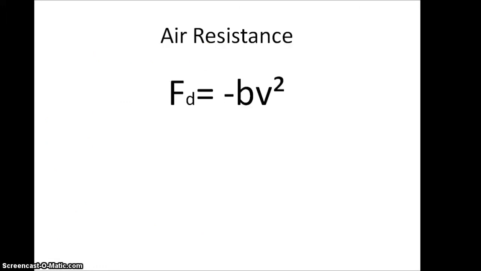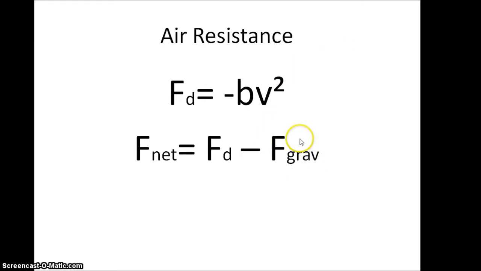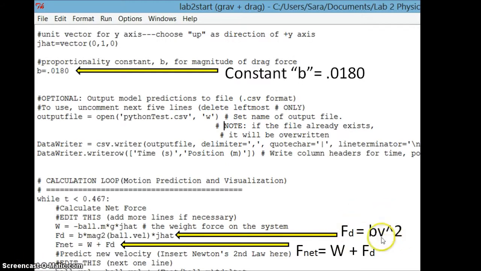Let's consider the drag force acting on the tennis ball, which we define to be some constant b times the velocity squared. Now our net force is equal to the force of gravity in the negative y direction plus the drag force in the positive y direction. We add this equation for drag force and change the equation for our F net in the code here. Constant b depends on the airflow around the tennis ball, which is caused by its shape and size.